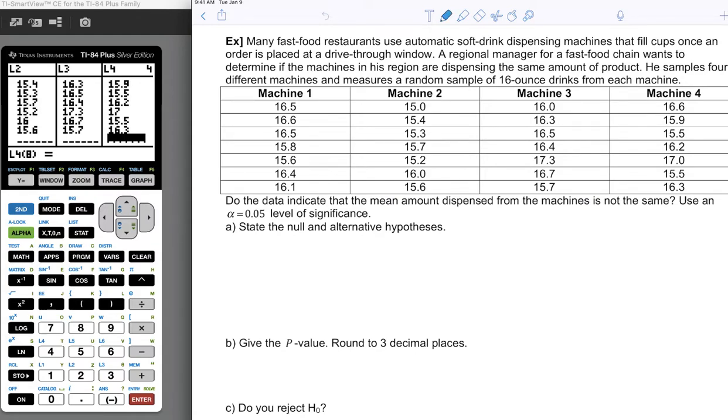So we'll start by writing our hypotheses. The null hypothesis will always be that the means are equal. In this case, it's going to be that all 4 means are equal. So mu1 equals mu2 equals mu3 equals mu4. And then the alternative will always be at least one population mean is different from the others. So very similar to the homogeneity of proportions hypotheses.